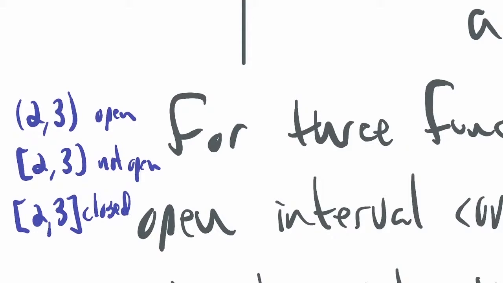This middle one, some books won't name it at all. Others will say it's half open. Others will say it's clopen, a bit of a portmanteau of closed and open. We'll just not really give it a name. It's just not open. So for certain theorems, you have to have an open interval. For other theorems, just any interval will work. Any of these three are totally fine. And for other theorems, you have to have a closed interval.